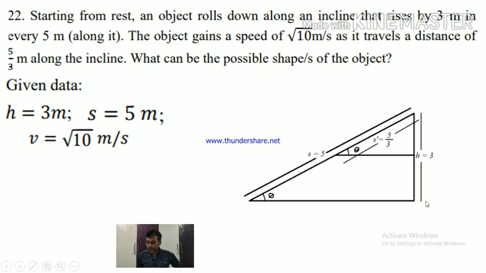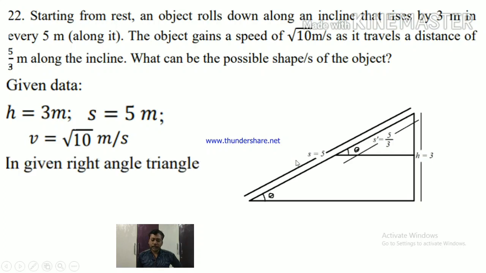Here this one is the height h, this is the total distance 5 meter, and up to 3 meter height it is inclined, and the speed is root 10 meter per second. And given when the speed is root 10 meter per second, the object covers the distance of 5 by 3 meter here. Now if this inclined plane is inclined by theta and this is the horizontal base, then a right angle triangle is here.